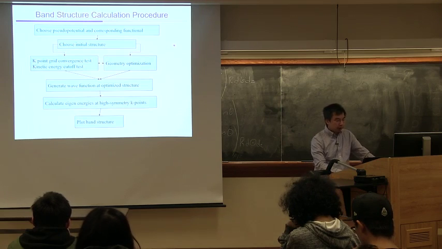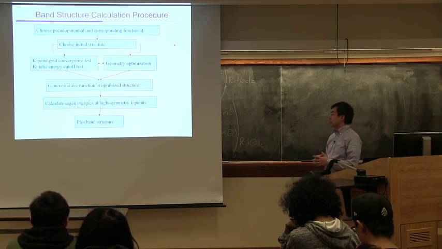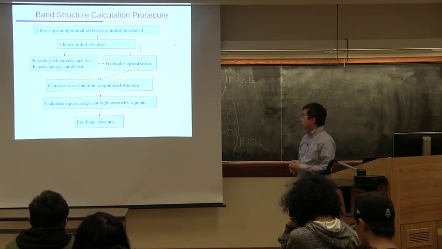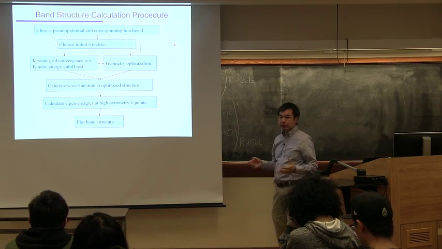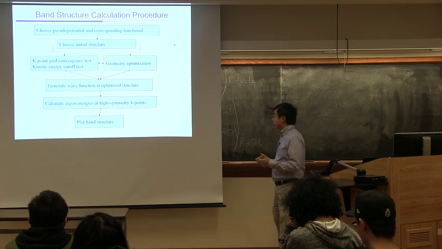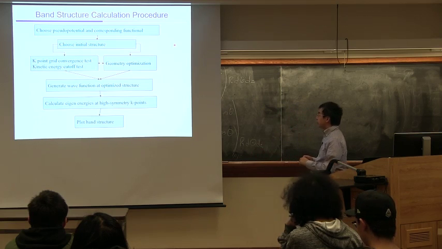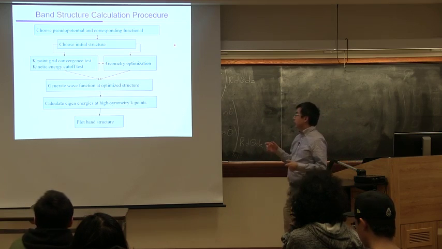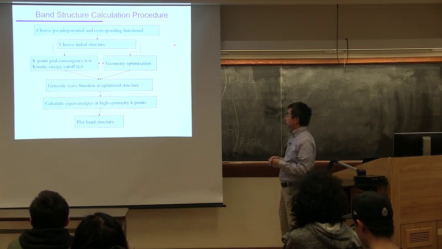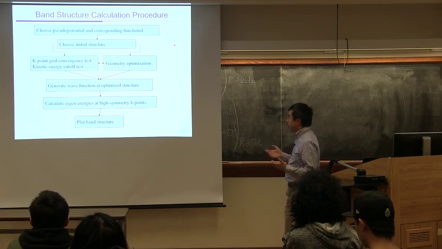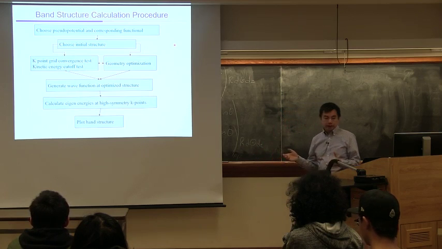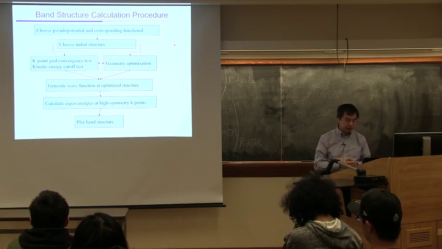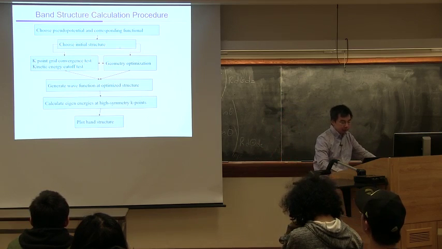All right, so for a real band structure calculation, we also need to optimize the geometry, because usually the starting geometry is not optimized. Although for any given geometry, you can calculate the wave function. That's not a problem. But when we talk about band structure, we usually refer to the band structure at the optimized lattice structure, right? So we can do an additional step for that.